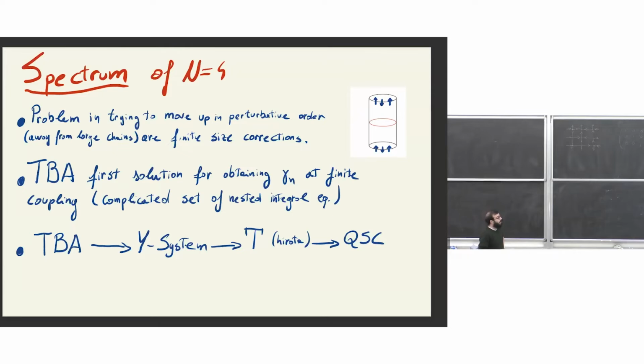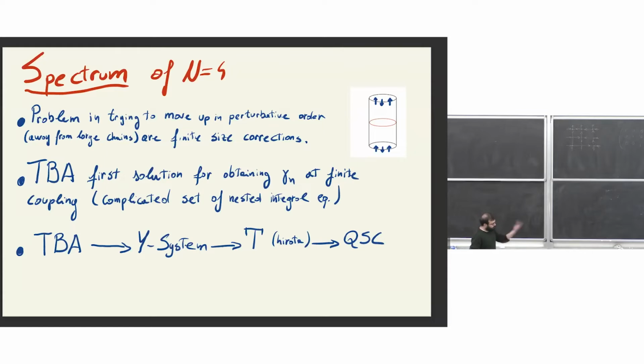Wrapping corrections are exactly like particles going around the cylinder. As you may know, these are complicated objects, and the solution was found by generating what is called a mirror theory, and then writing the TBA for N=4. And this, as you may know, is a complicated set of nested integral equations that cannot be solved explicitly, they can only be solved numerically. But this gave the first insight into the anomalous dimension at each power of your coupling lambda. So this was a very big step.